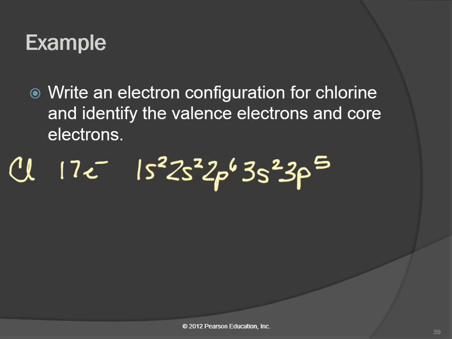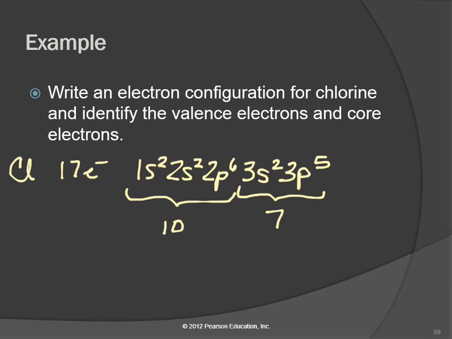How many valence electrons? 7. It's these guys. The 3rd level, there are 7 electrons. How many core electrons? 10. So the highest big number, add the superscripts. That's the valence electrons. All the others below that are core electrons.